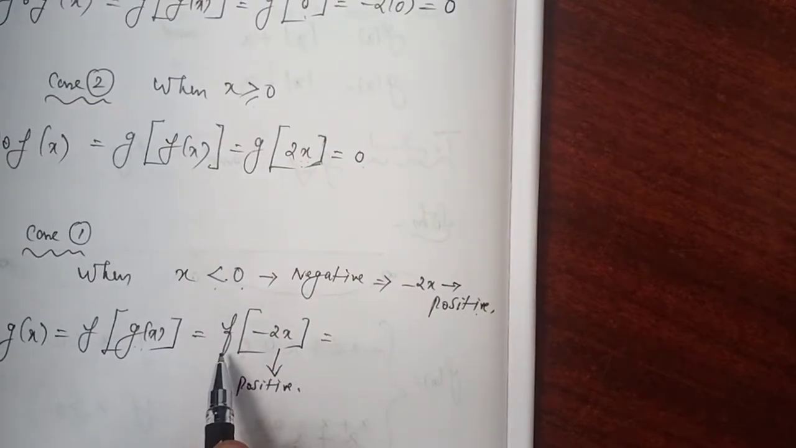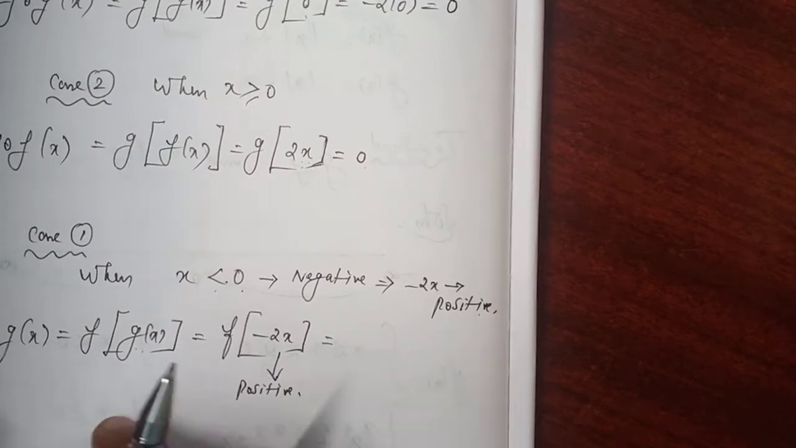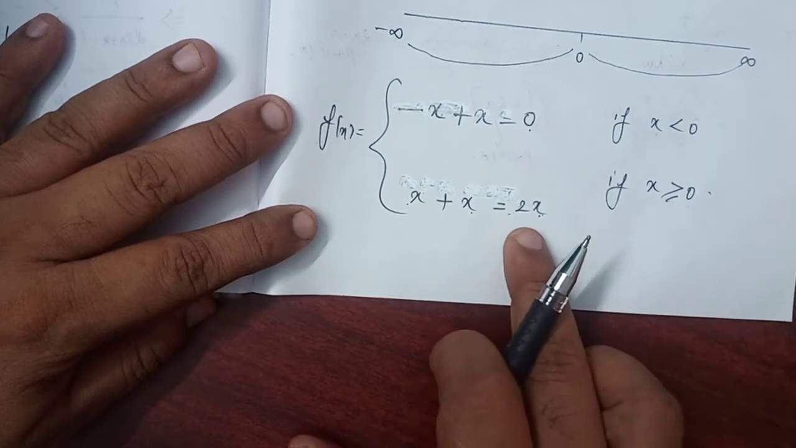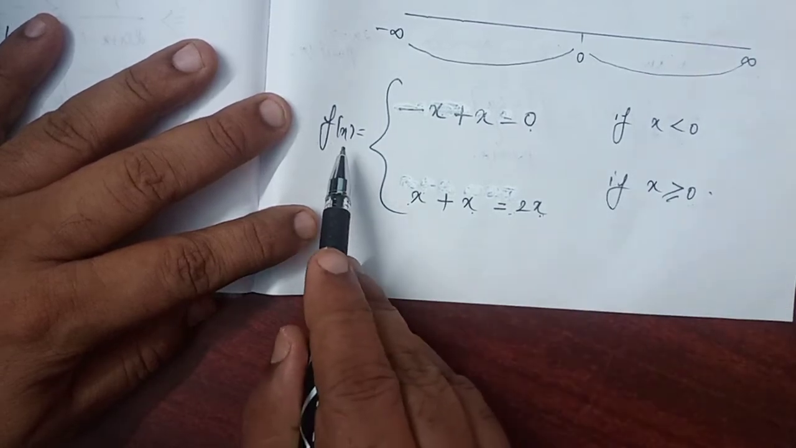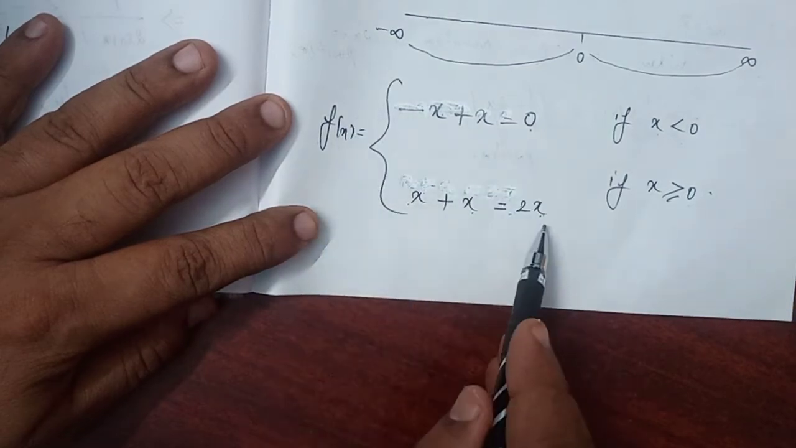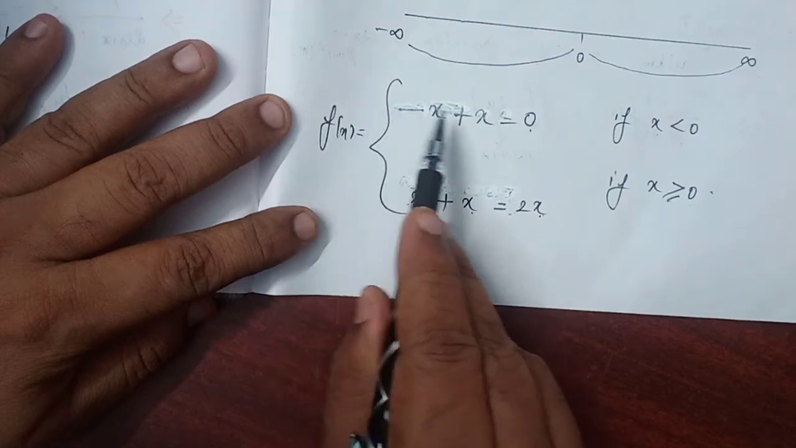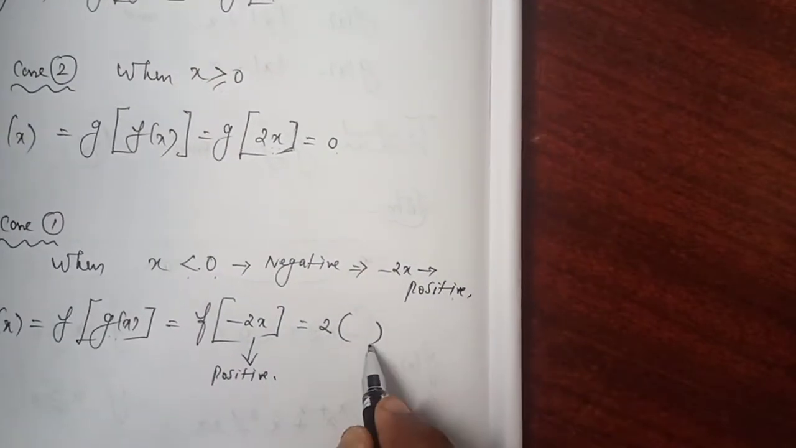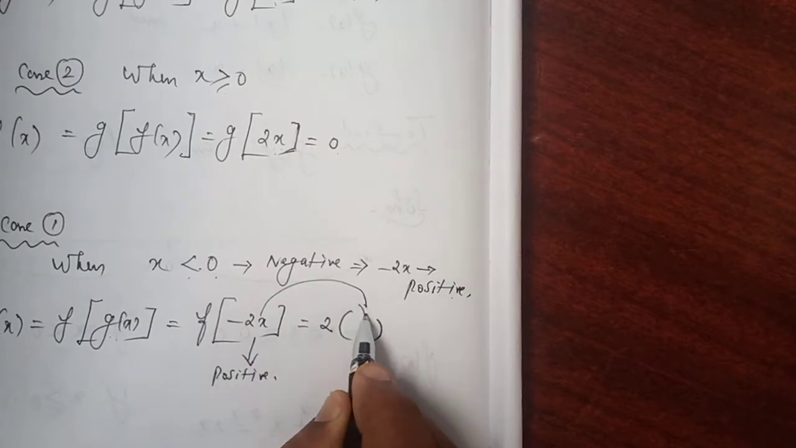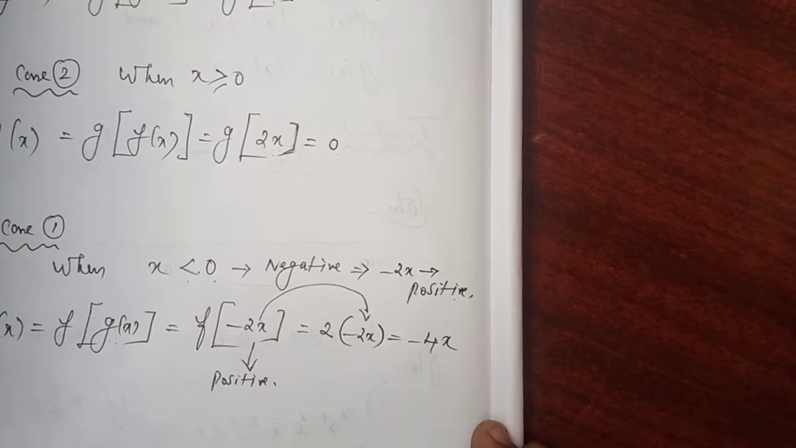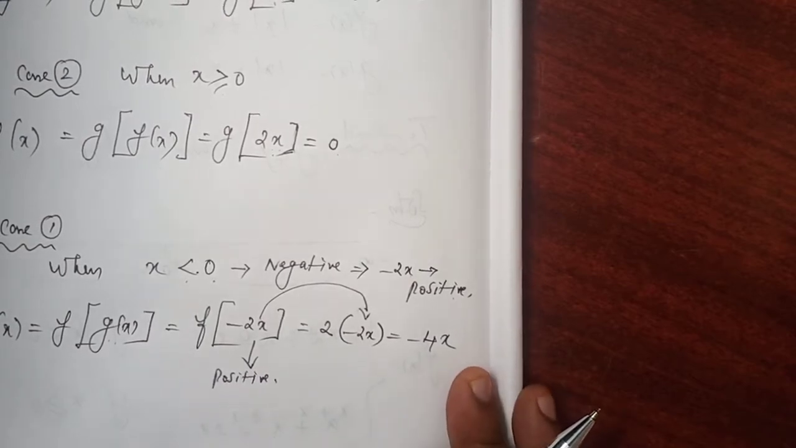So in f we have to consider positive values. This one only, we have to consider greater than or equal to 0, positive. What is the value? 2x. Here x, here 2x: 2 into the value inside the bracket. What is here? Minus 2x. That is equal to minus 4x. Case number 1 over. Okay.